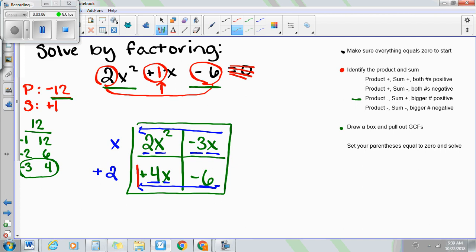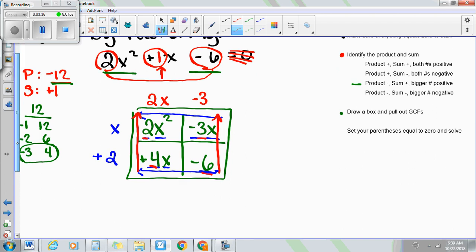If I go vertically now, 2 and 4, what are they both divisible by? Well, they're both divisible by 2. Positive 2 because the guy closest is positive. They do both have an x, so I'm going to pull out an x as well. If I look here, 3 and 6, what are they both divisible by? Well, they're both divisible by 3. It's going to be a -3 because the guy closest is negative. They do not both have an x, so I'm not going to be able to pull out an x.